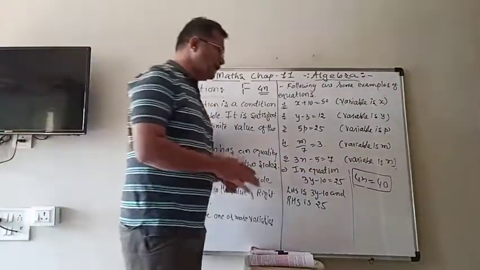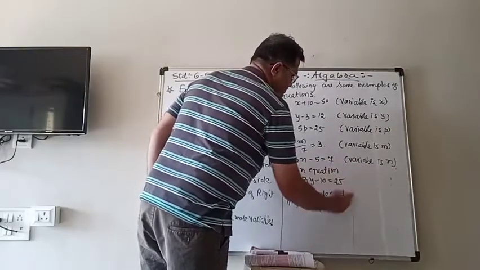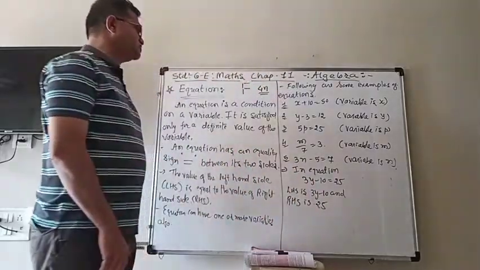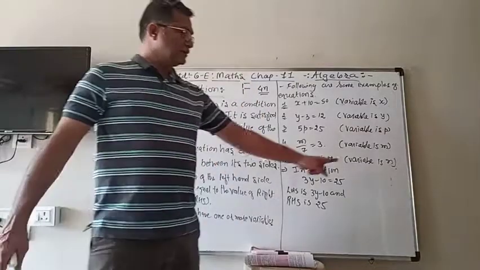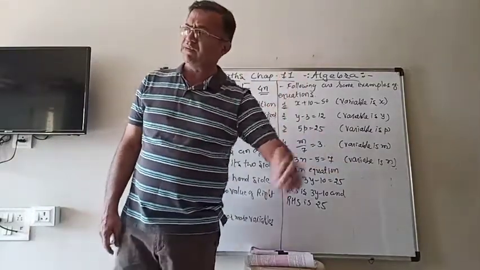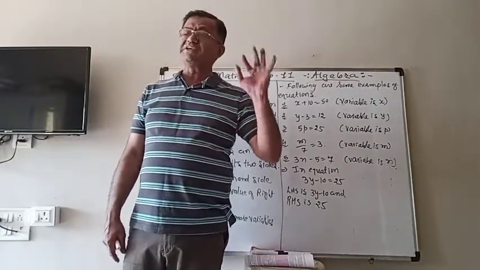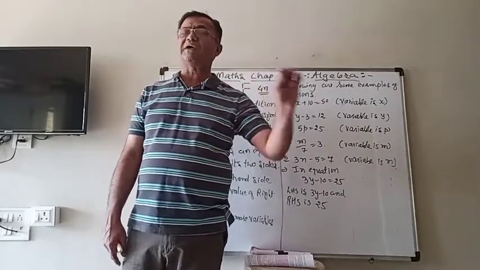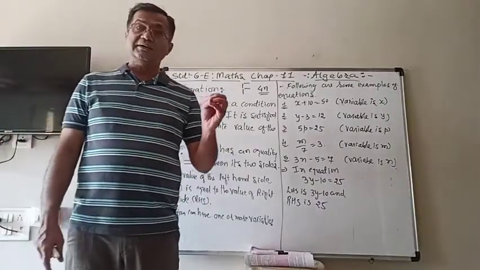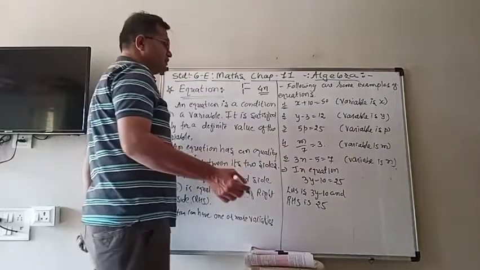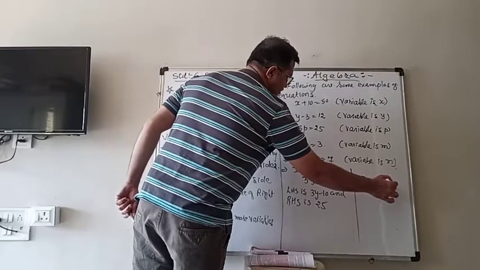So now I hope you have an idea what an equation is. An equation is a condition on a variable and it is satisfied only for a definite value of the variable. So 4n equals 40, or any type of equation, will be satisfied only for certain values of the variable, not for all values of the variable. And you noticed that when we write down an equation, it has two parts. Suppose this is an equation.